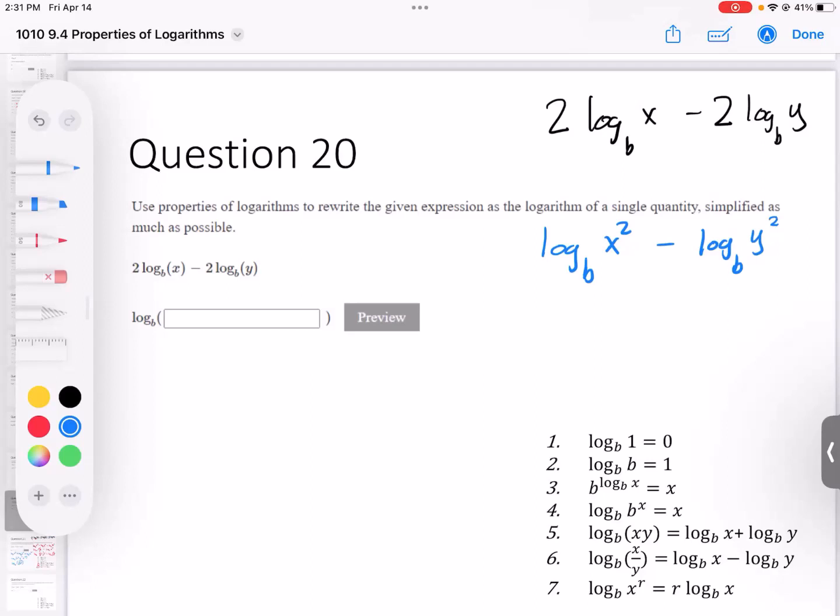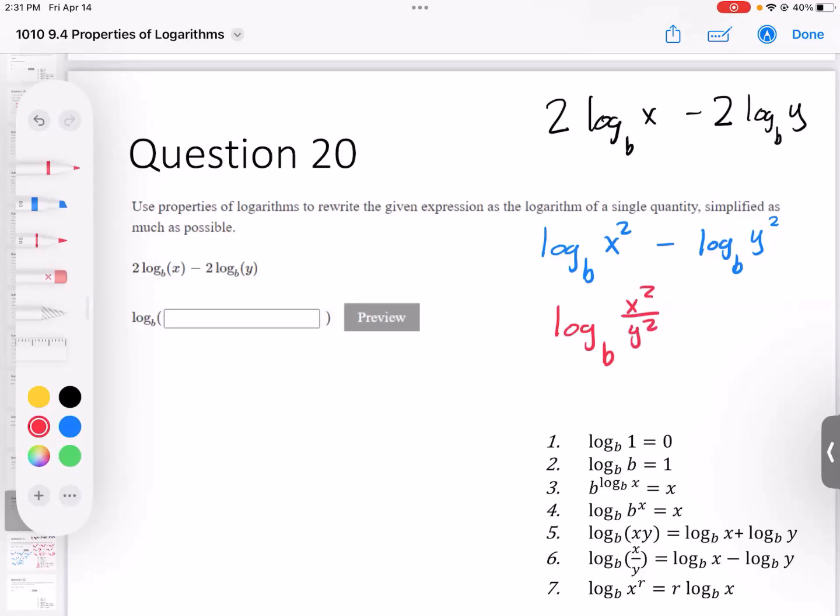And then once I have it to this point, then I have 2 logarithms that are subtracted. And so what property could I use to simplify this? Yep, if I use property 6, I end up with log base b of x squared divided by y squared.